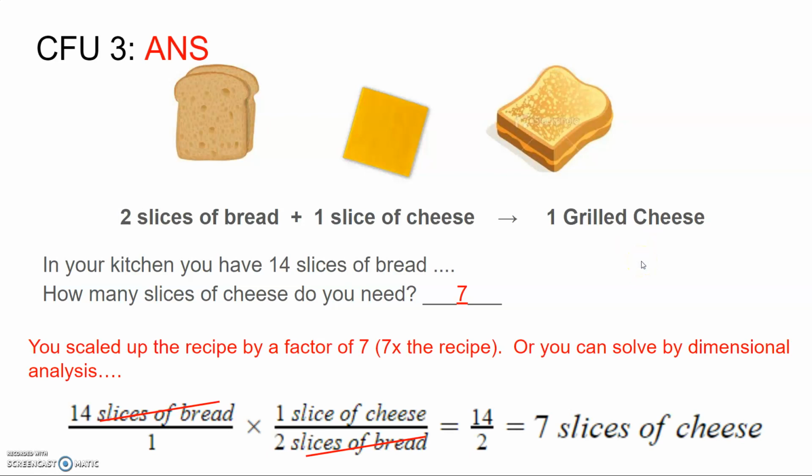The answer is 7. So what you did in this case is, according to the recipe, you need 2 slices of bread, but you have 14. So you would have scaled the recipe up by a factor of 7, because 2 times 7 gives you the 14. So then, since you've scaled up the bread by 7, you also have to scale up the cheese by 7, so that will be 7 slices.